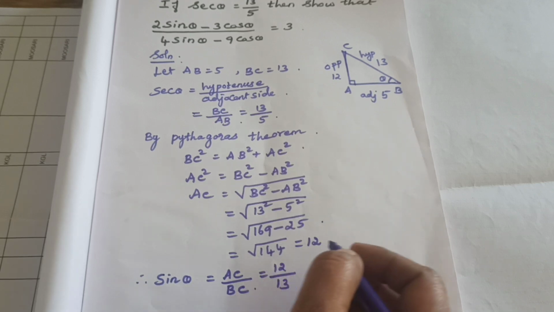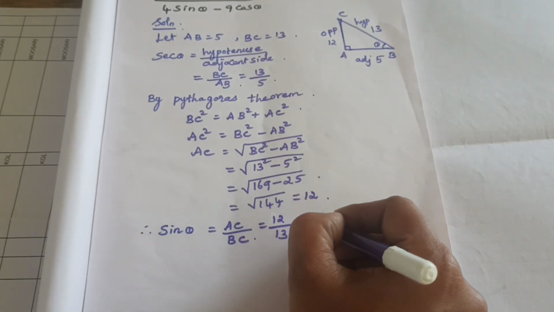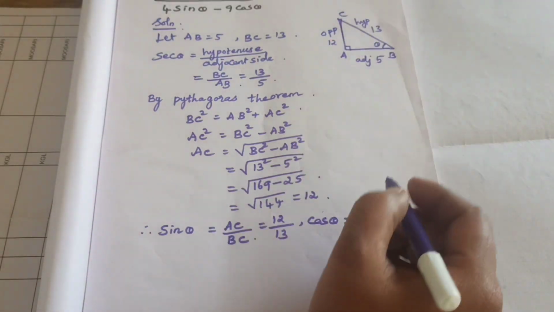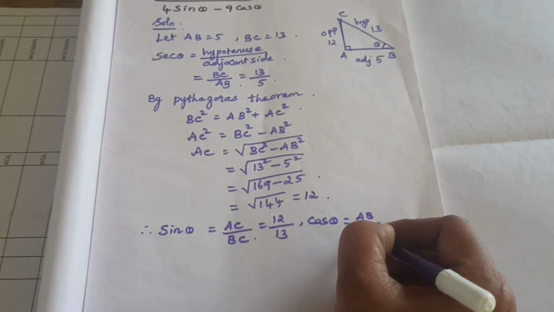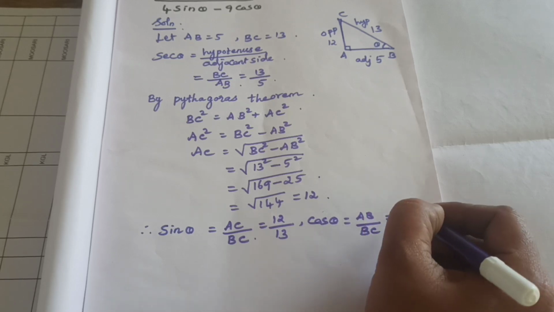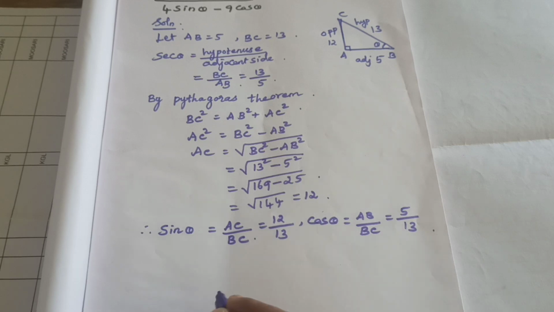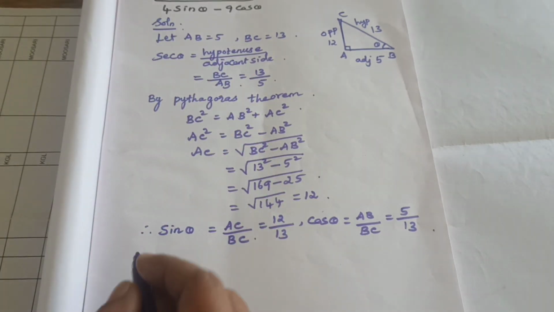Correct? Then like that cos theta also you should find out. Cos theta is equal to what? Adjacent side divided by hypotenuse. That means AB divided by BC. Then equal to AB is 5 divided by hypotenuse 13. Correct? Then we have to take the left hand side. Here, what is given on the left hand side?